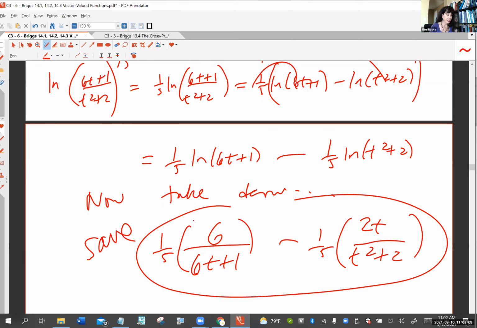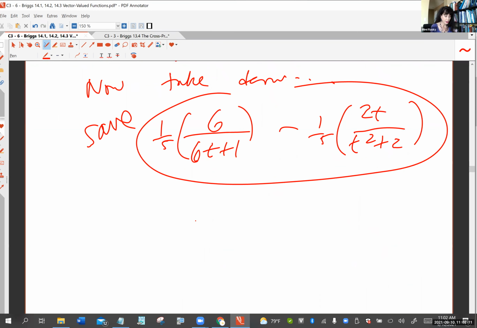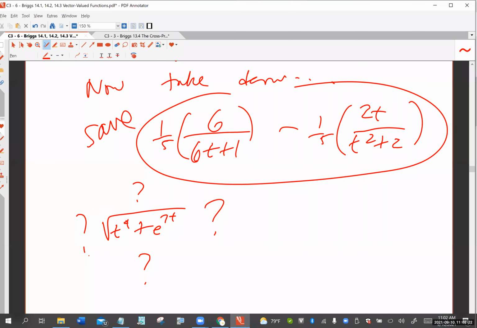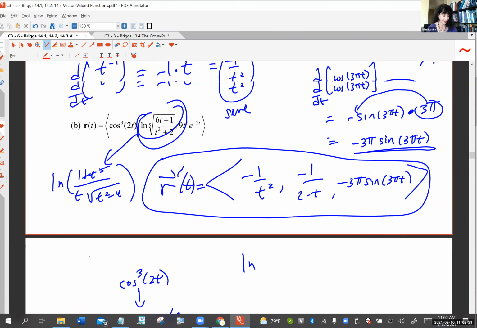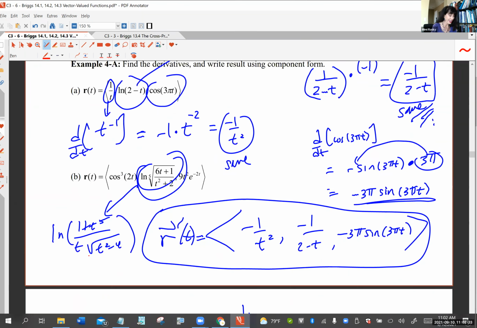Okay, now finally, tell me if this is what you have. Do you guys have this in your course reader? The last component, is it really t to the 4th plus e to the 7t? Ours is 9t squared e to the negative 2t. I think you had it on the above. Okay, so I had it, I changed it again. Okay. Oh, I know why I did that.